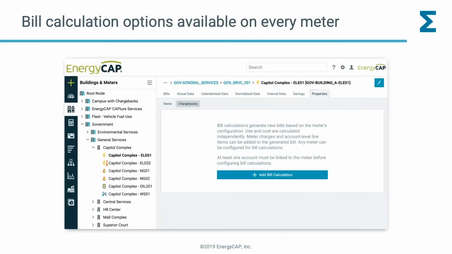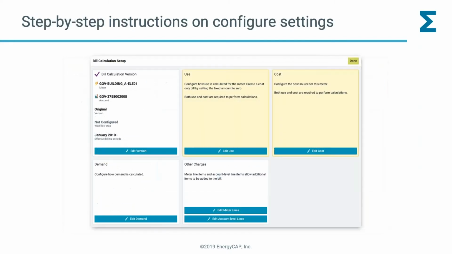Let's see what this looks like in the application. When you're configuring a bill calculation from a meter, we have a similar wizard that will walk you through the process of creating your first bill calculation. We highlight all the different options that are available for calculating use, cost, demand, and other charges in your system, and identify if there's something that's required that you haven't configured yet.